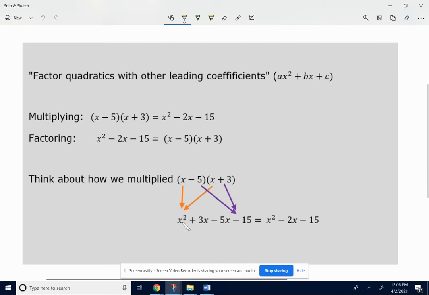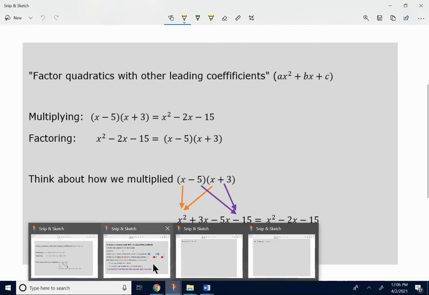That's important. And think about how we came up with that last term of negative 15. We got that by multiplying the negative 5 and the positive 3 together. Multiplying the firsts gives x squared, and multiplying the lasts gives negative 15. That idea is going to help us use trial and error and go backwards: start with the quadratic and come up with the multiplication problem. I'll show you here.